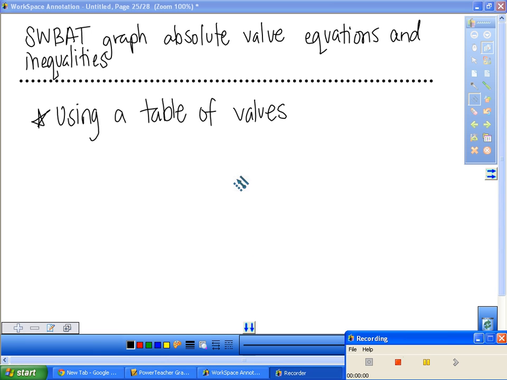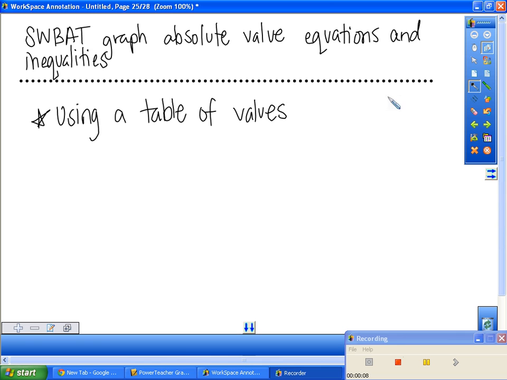Today we're going to practice graphing absolute value equations and inequalities. We are specifically going to focus on using a table of values. Once we get familiar with using a table of values and we start to see the patterns that form, then it might not be necessary, but to start out and to see what an absolute value equation should look like, we're going to start there.